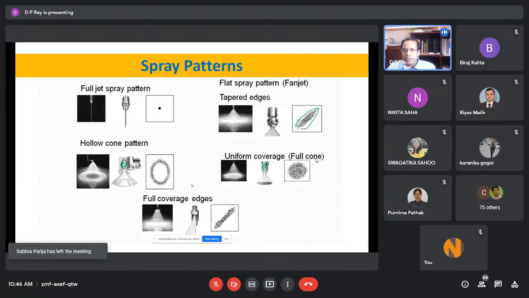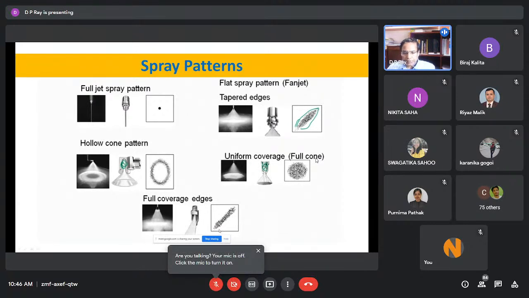And in the flat fan pattern, a fan jet will be there. It has tapered edges and covers more. And the hollow cone type, you can see, will be cone shaped. It will be covered. And for uniform coverage, as I already mentioned, full coverage will be there. Sometimes, when two sprays are moving through a machine, the middle portion is not covered. So overlapping is very important for the two sprays.